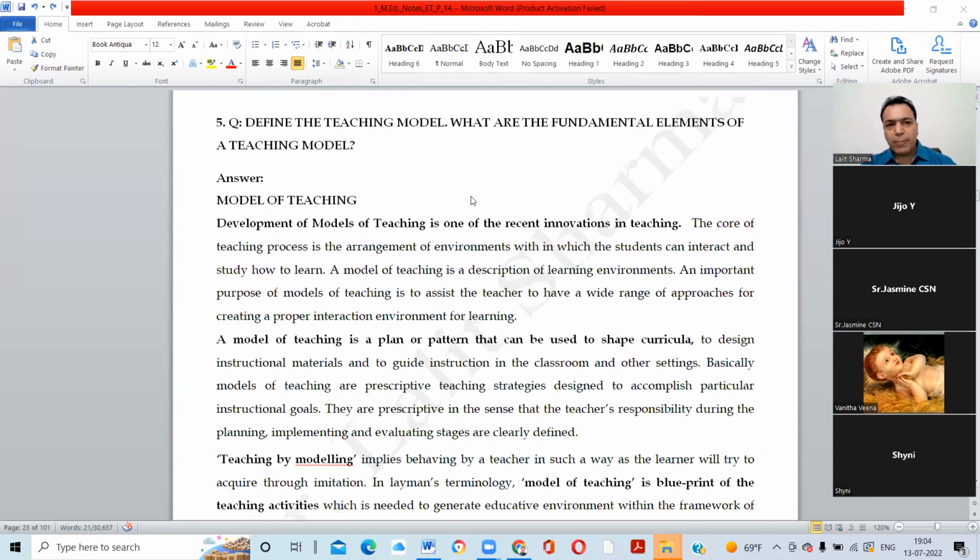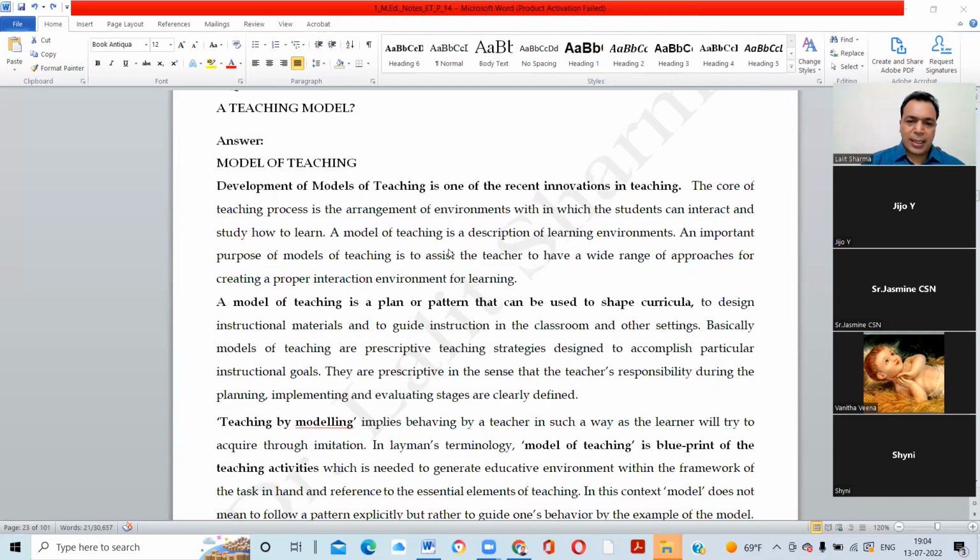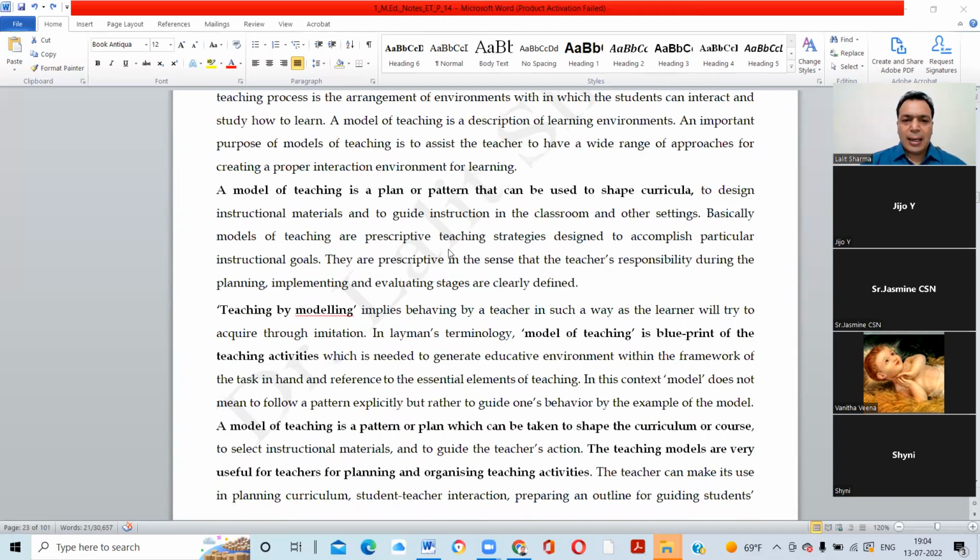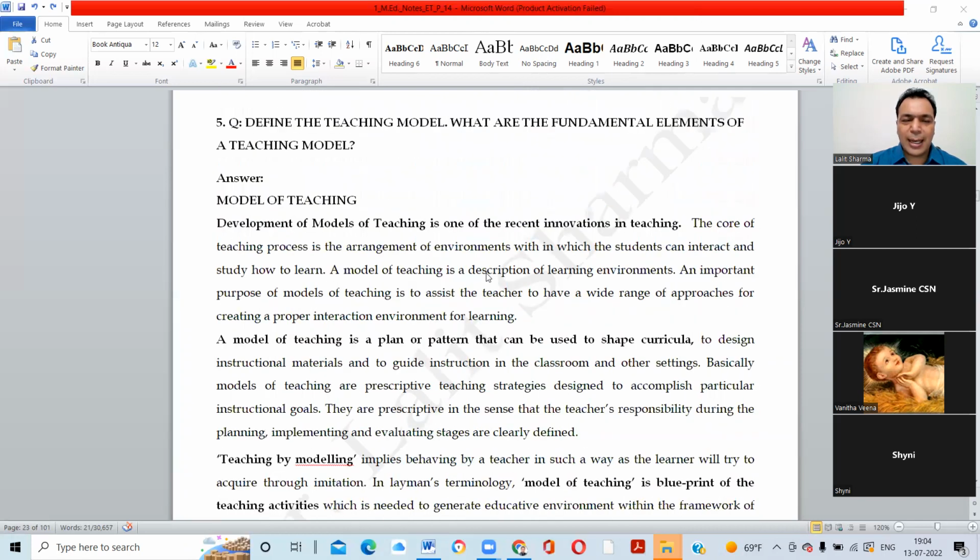Okay, the next question, define the teaching model. What are the fundamental elements of the teaching model? First, you have to define what a teaching model is. A model is a plan, a pattern that can be used to shape curriculum, right? A teaching model basically means the behavior of a teacher in such a way that the learner will try to acquire it through imitation. Teaching model, guys, if you have to learn it in one line, basically it is the behavior of the teacher which the teacher reflects while he is teaching. This is called a teaching model, right?